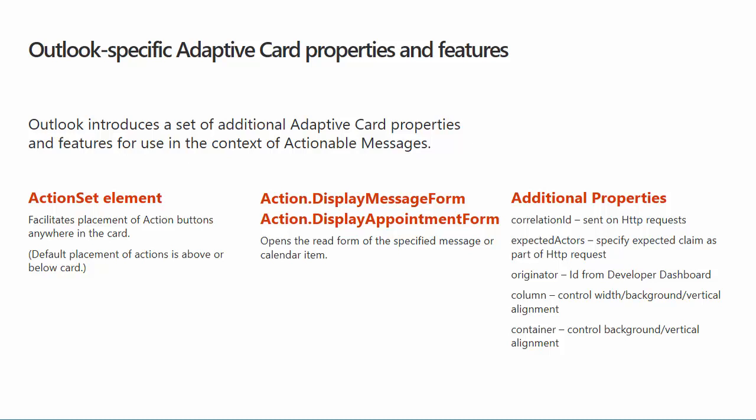The additional properties you'll notice on the far right-hand side here are information that I can add to my card that is supported by Outlook. Specifically, the expected actors lets me specify that when the request comes back from Outlook to my system, I want to know who I am expecting to see. I should be seeing a certain user. So if I'm sending a message to Paul, the response should come from Paul. If I sent the message to Paul and the response comes from Adam, then perhaps that's a hack, and I don't want to do that. The originator property is required when you register your card through the developer dashboard, and that's a way for Microsoft to enforce who's sending messages. And then there are other additional styling properties that can be added to the payload that are processed by Outlook that may be ignored in other systems.